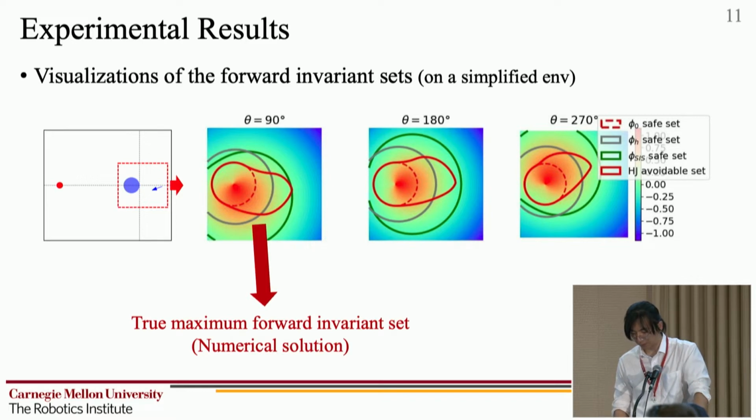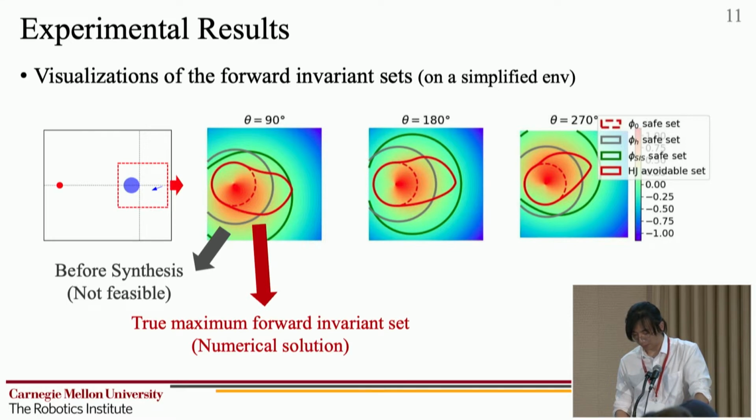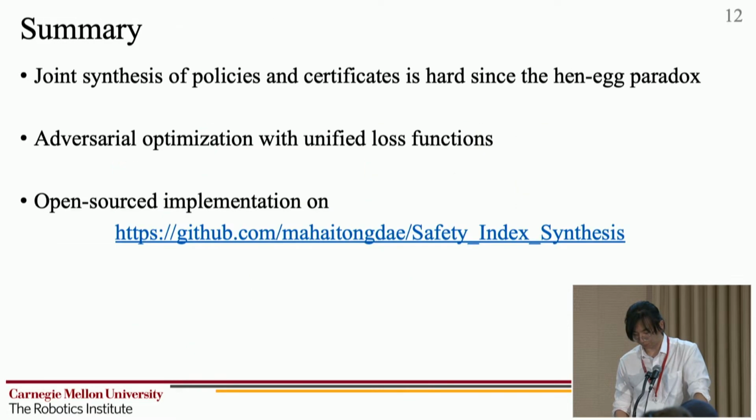So before the synthesis, the sub-zero level set of the certificate is outside the gray line. So we observe that there still exist some unsafe states. Therefore, this certificate is actually not feasible. After synthesis, the sub-zero level set is outside of the green line. It shows that we get a feasible subset of the true maximum forward invariant set. And the results show that we really learn a feasible safety certificate in the algorithm.